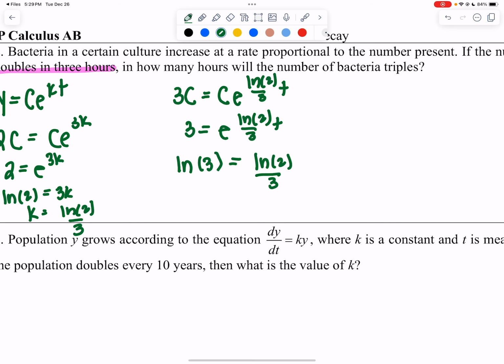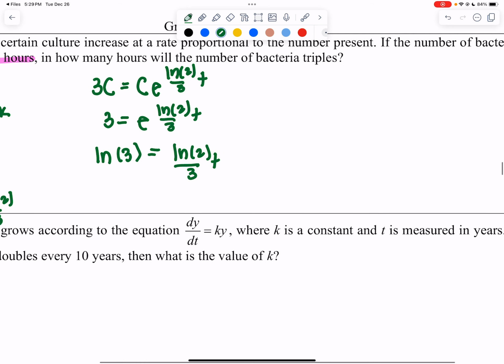By now, you should get the hang of this. This is just repetition of what you're doing. And your answer is 3 ln of 3 over ln of 2.